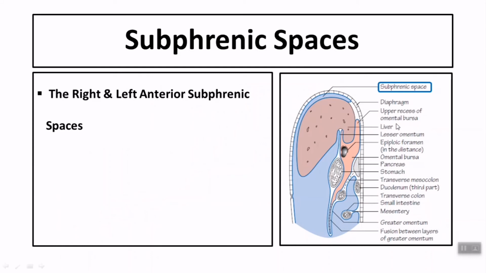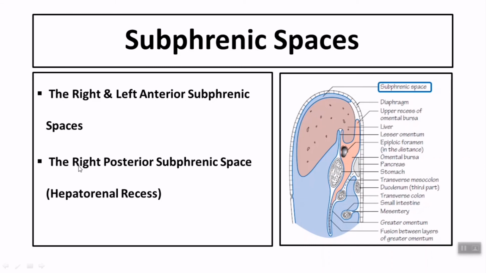Spaces. These spaces are what we call the subphrenic space. Subphrenic means the space that lies below the diaphragm. These are in blue color. We have right and left anterior subphrenic spaces. Also, we have the right posterior subphrenic space, called the hepatorenal recess, which is situated between the liver and the right kidney.